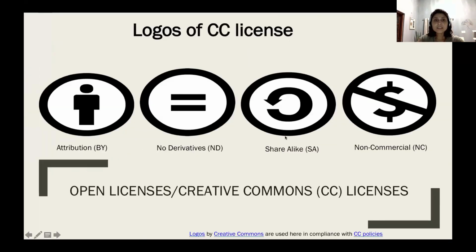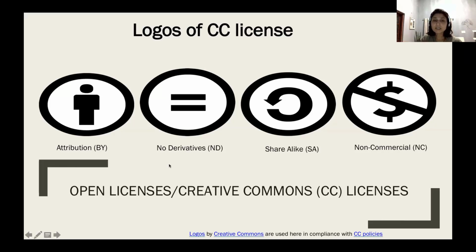So these are the different logos which can be used, or which give an idea to another author who is using the work of the original author. For example, this is the attribution logo, BY, which indicates that the work is publicly available. That means anybody can use this work as per their usage. They can use it, redistribute it, modify it, and use it for commercial purposes, etc.